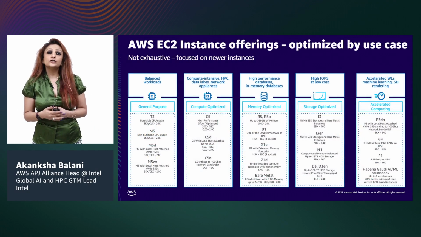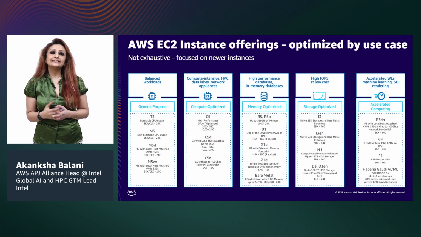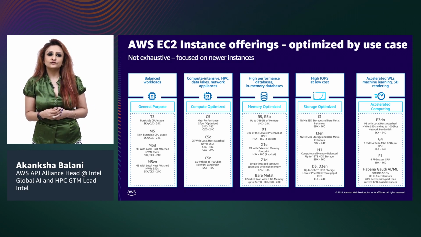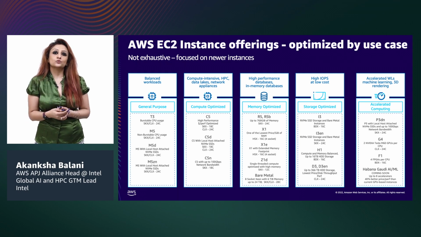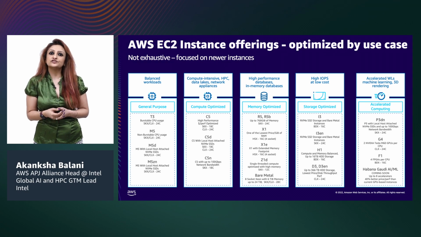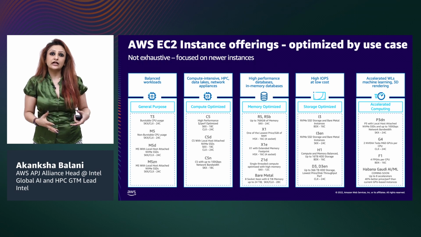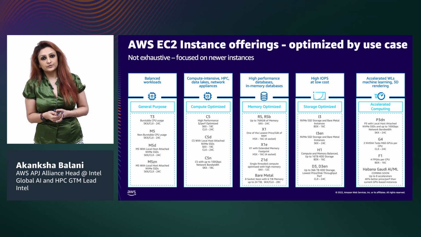I'll now go into the actual portfolio of the Intel instances that are available on AWS EC2 today that are optimized by your use case. It's not exhaustive, and it's definitely focused on trying to get you access to the latest and the greatest instances that are available on EC2 today. So for those of you that are building on balanced workloads, which are basically catered towards general purpose, you can use the T3s, the M5s, the M5Ds, as well as the M5ZNs. These are the set of Intel Xeon instance families that help you with general purpose application optimization.